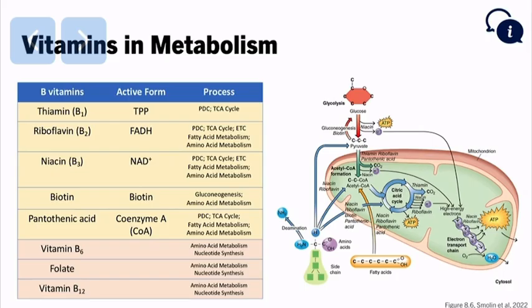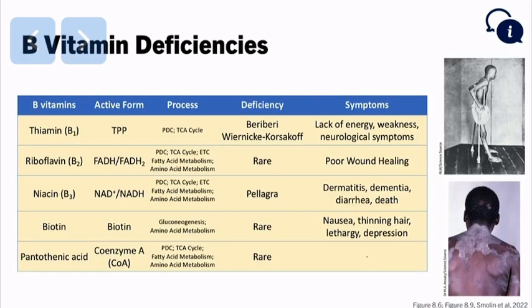So looking at these vitamins, these cofactors, they are all going to be cofactors for these metabolic processes. The B vitamins we often talk about are B1 to B5: thiamine, riboflavin, niacin, biotin, pantothenic acid. And they're going to form ATP, FADH, NAD, biotin, and coenzyme A. If you don't have enough of them, many of these enzymes will not function. So if you're deficient, these processes of energy metabolism are going to stop. And we see the effects of enzymatic or nutritional deficiencies in these enzymes or in these cofactors. They result in a lack of energy, poor wound healing, dermatitis, dementia, nausea, lethargy, depression.